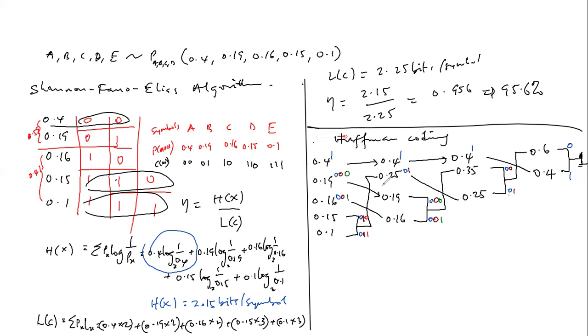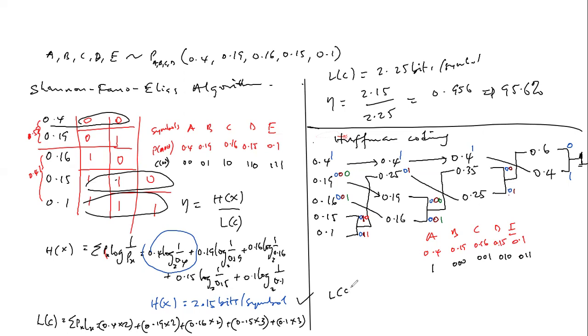Okay. So going by this, it means that we now have our new distribution for A, B, C, D, E. So we have 0.4, 0.19, 0.16, 0.15, then 0.1, right? And now let's look at the code words we have using Huffman. Here we have 1, here we have 000, here we have 001, here we have 010, and here we have 011, right? And now we already know the entropy is 2.15.